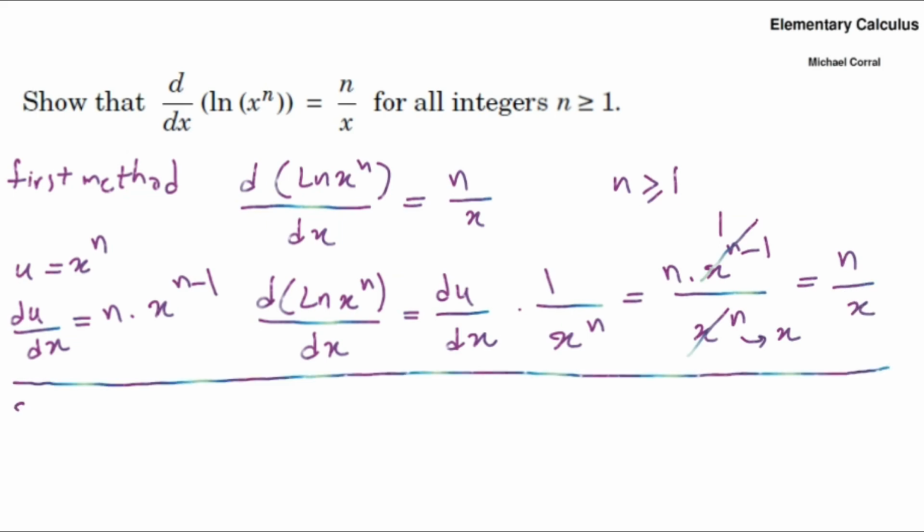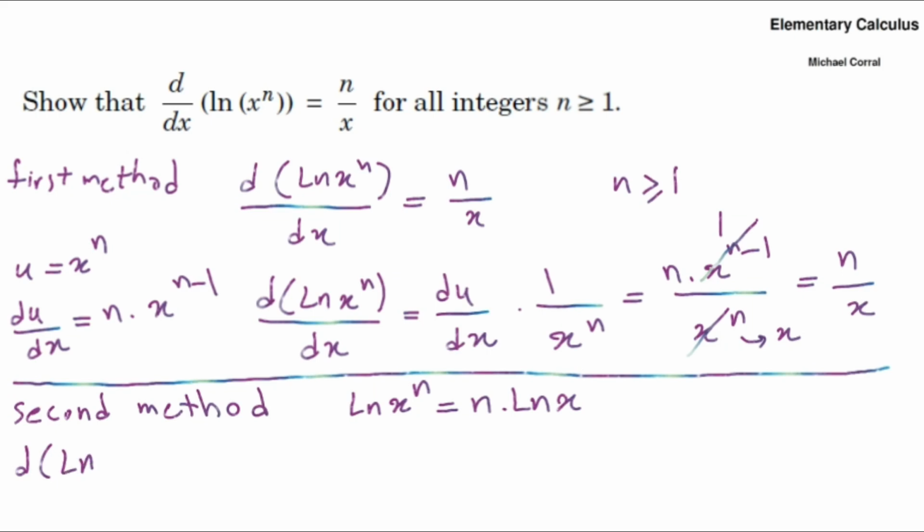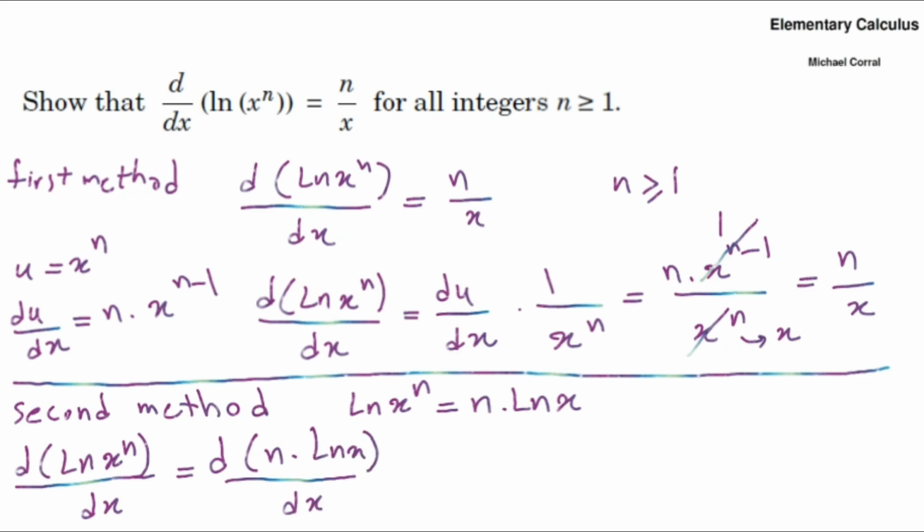And for the second method, we can write ln of x to the power of n equals n times ln of x, and the derivative of the ln of x to the power of n equals the derivative of n times ln x, which equals n times 1 over x, and the result is n over x. And this is the second method.